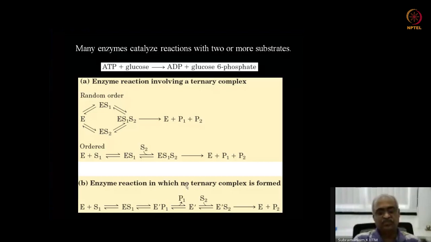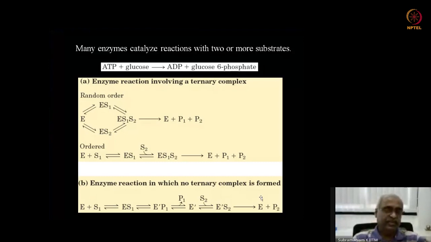Now that is released. Now to this phosphorylated enzyme, you have the glucose binding. Then the phosphate group from the enzyme is transferred to this. So E prime now becomes E. And because S2 gets phosphorylated, it is no longer glucose, the substrate. Instead, it is glucose 6-phosphate, the product. And the product is released. So it can be like this, with no ternary complex.